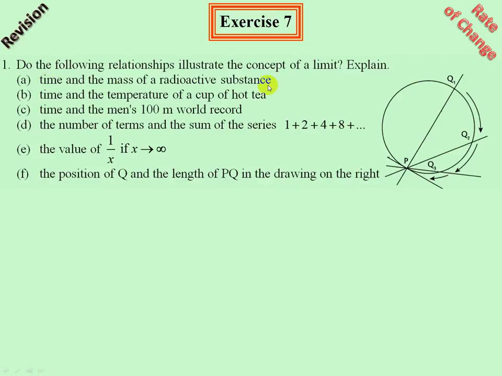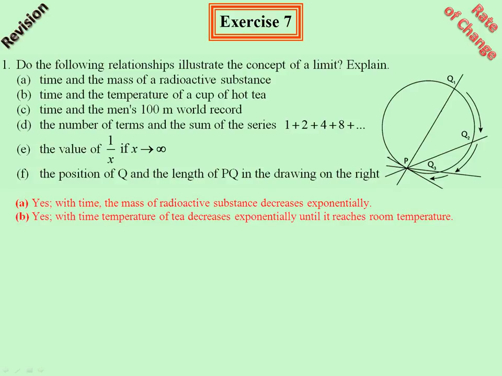Time and mass of a radioactive substance. Well, yes, because there's what is called the half-life of a radioactive substance, and it might be 30 years. So every 30 years it's half of what it was. It'll never ever reach 0. But ultimately that's what it is approaching, none left, but it'll never be totally there. Time and temperature of a cup of hot tea. Yes, it'll approach room temperature.